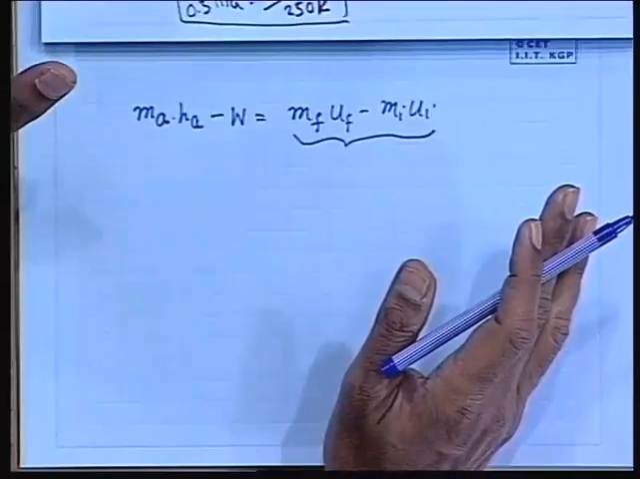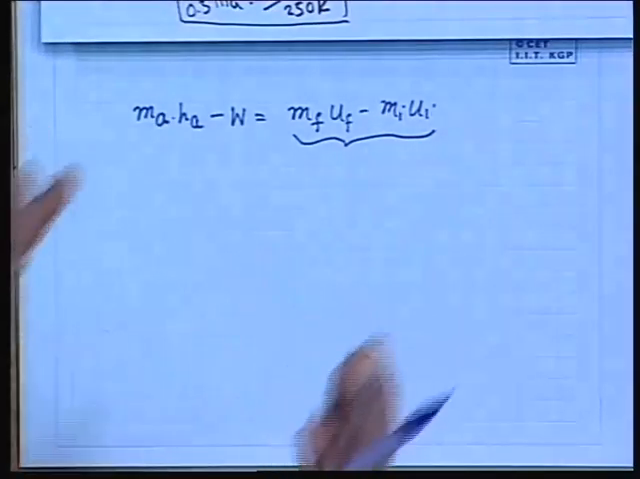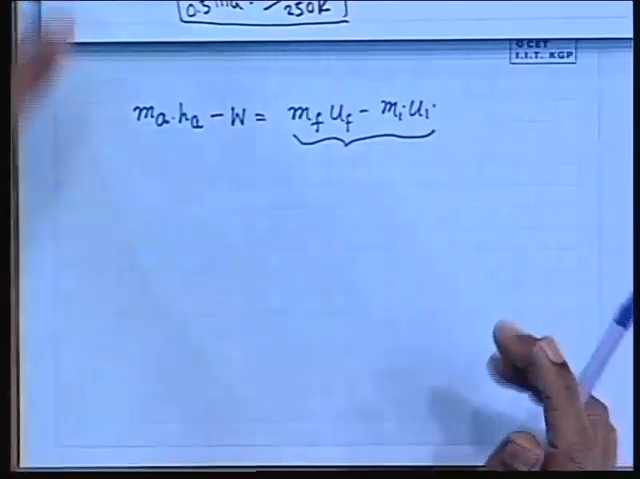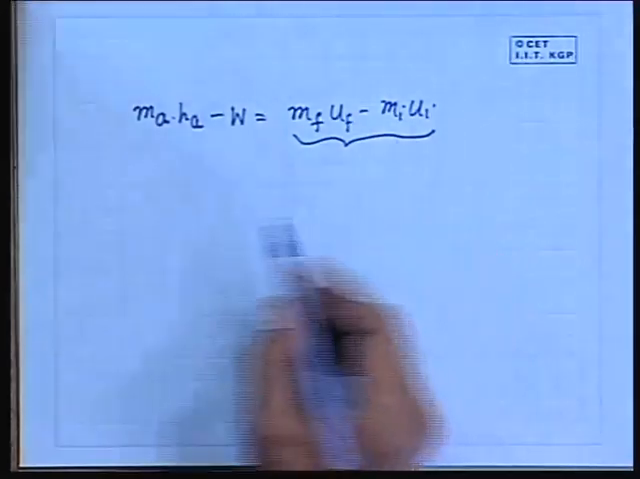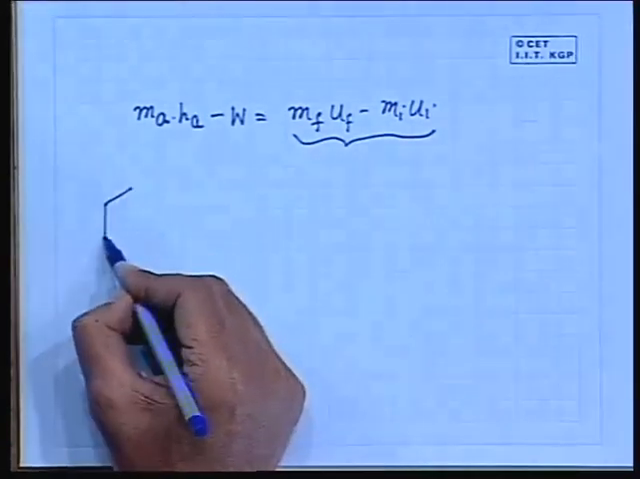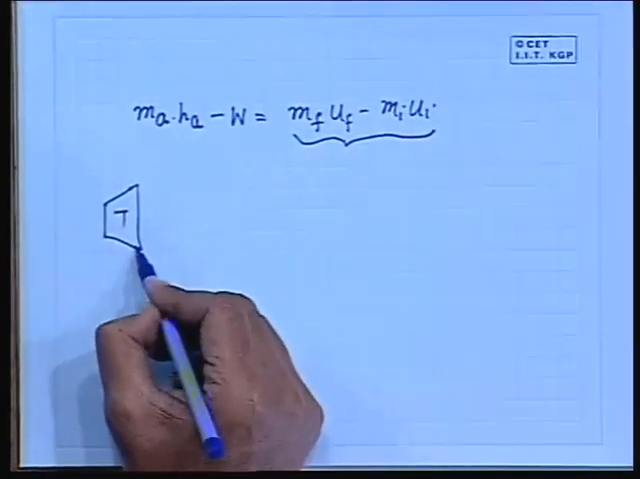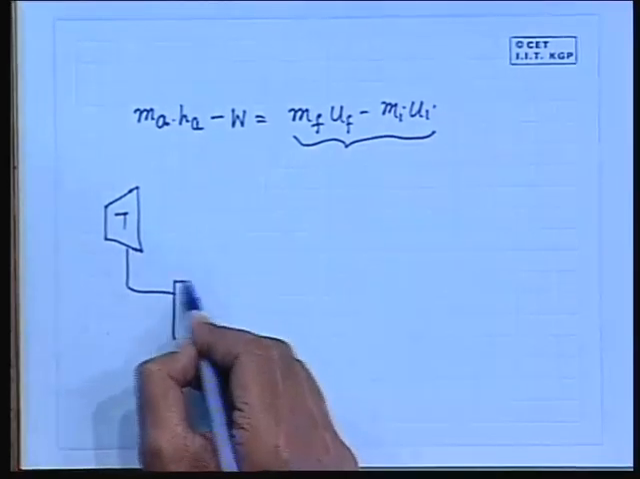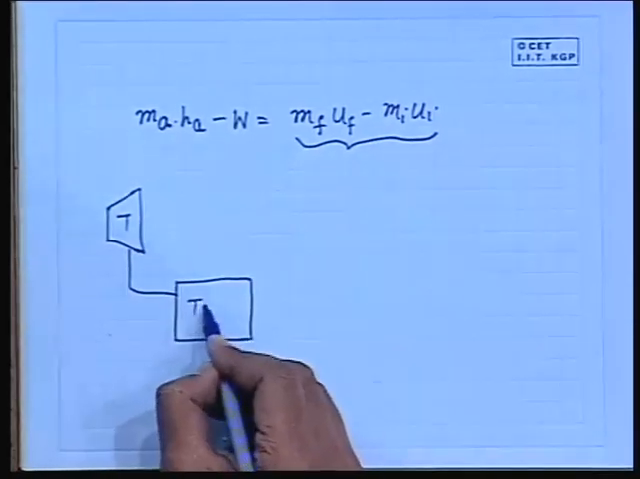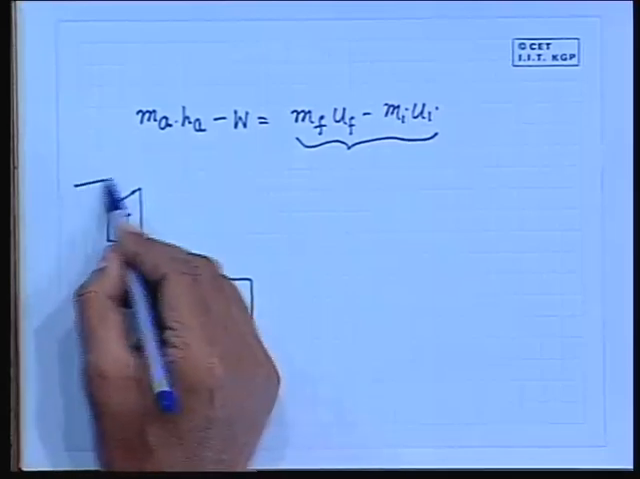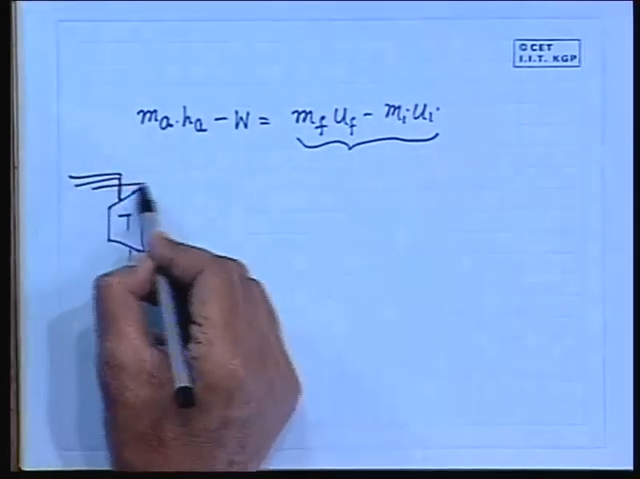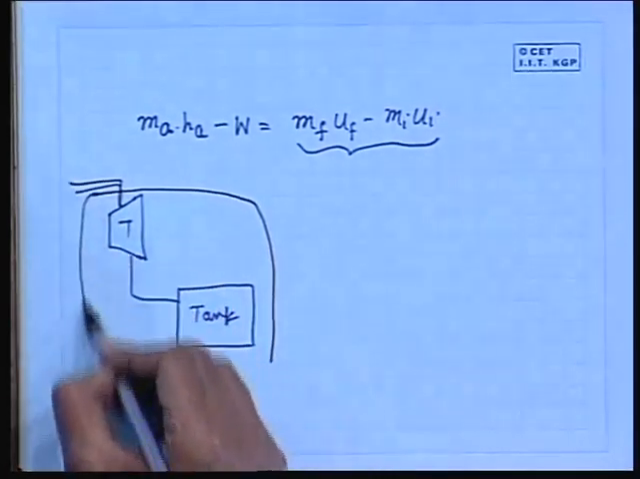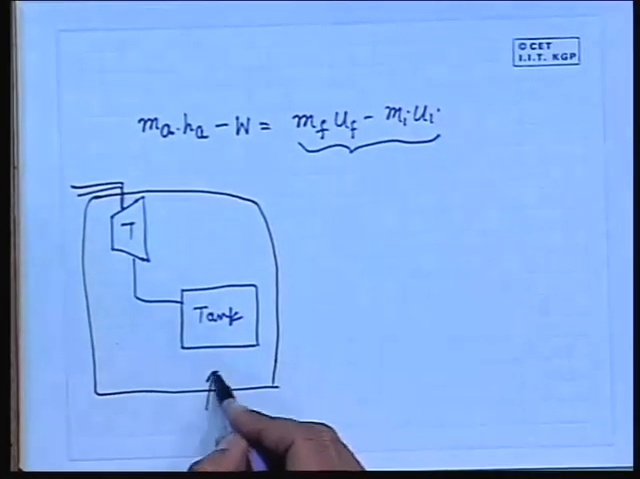That means it is written over a finite time period for a definite quantity of matter for a given process, not on a rate basis. So therefore here also you can write this. That means if I again draw the picture, this is the turbine quickly, this is the tank. I am considering this as the control volume.